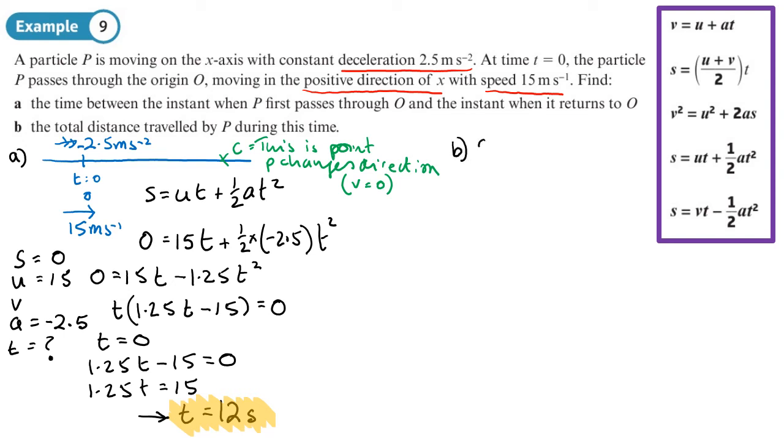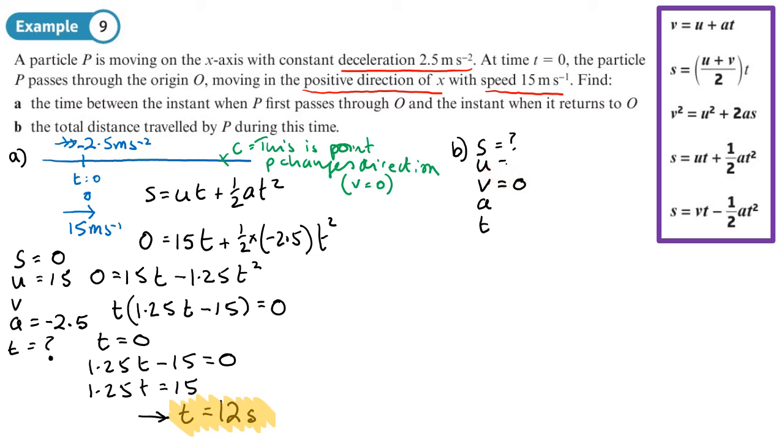So what we need to do for part B when we write out SUVAT is find the value of S when V equals 0. It changes direction at that point in time when the velocity is 0. It stops moving for an instant. Think about when you throw something up in the air and it comes back down again. At the very top of the motion of that particle or ball, the velocity for a split second is 0 as it changes direction. So you might want to remember that when something changes direction, the velocity is 0.